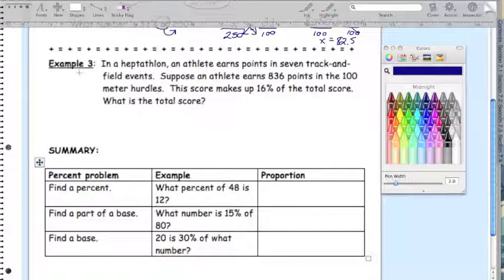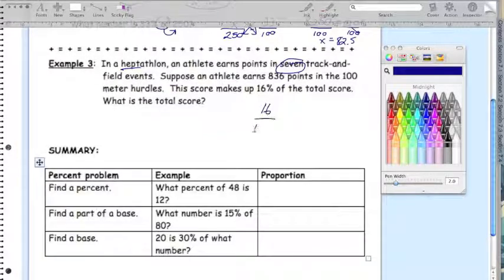We have one more example. It says here, in a heptathlon, an athlete earns points in 7 track and field events. HEP is the abbreviation for 7. 7 track and field events. Suppose an athlete earns 836 points in the 100-meter hurdles. This score makes up 16% of the total score. What is the total score?